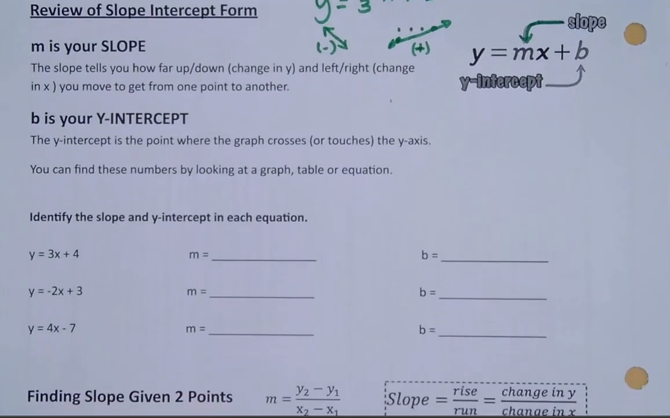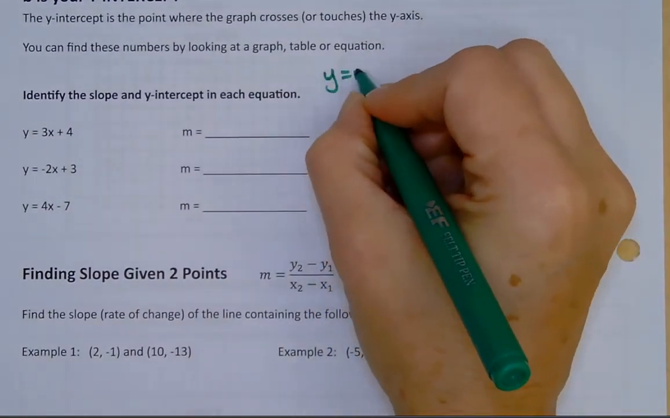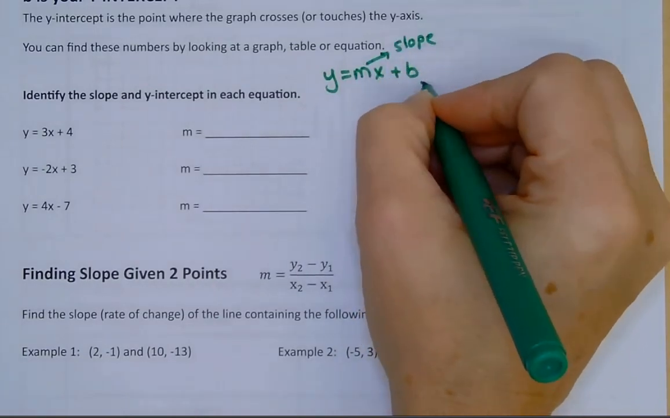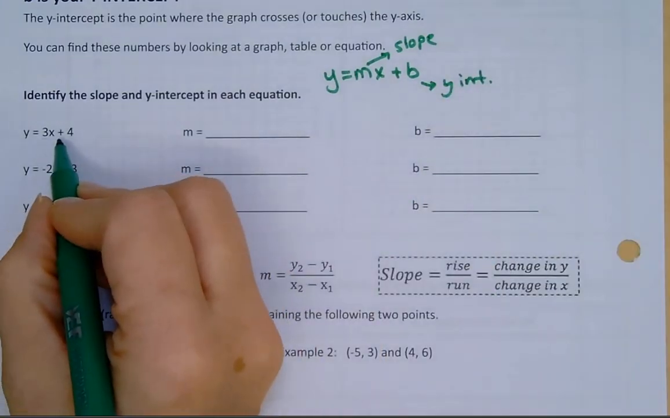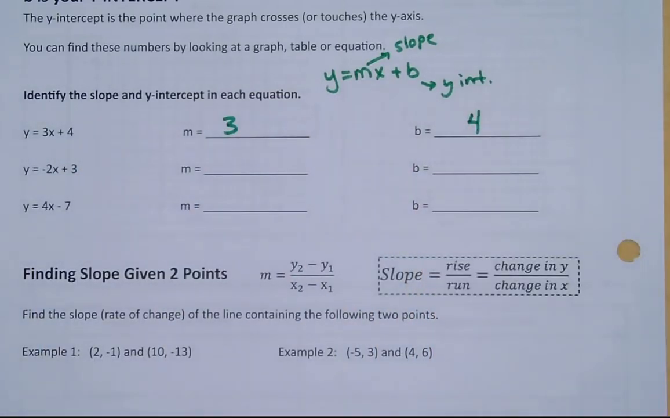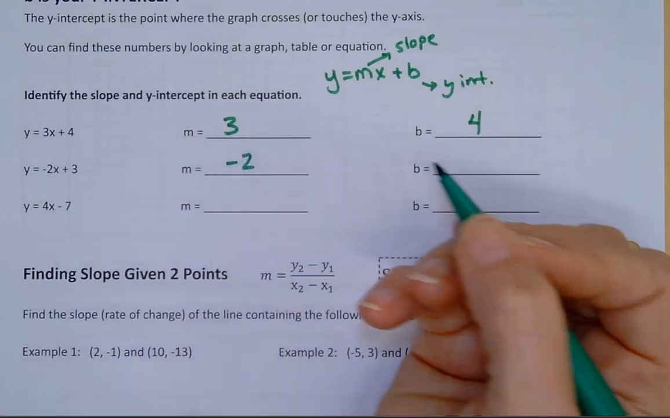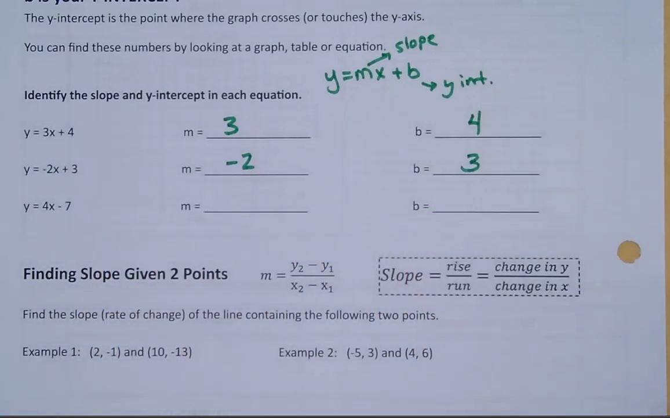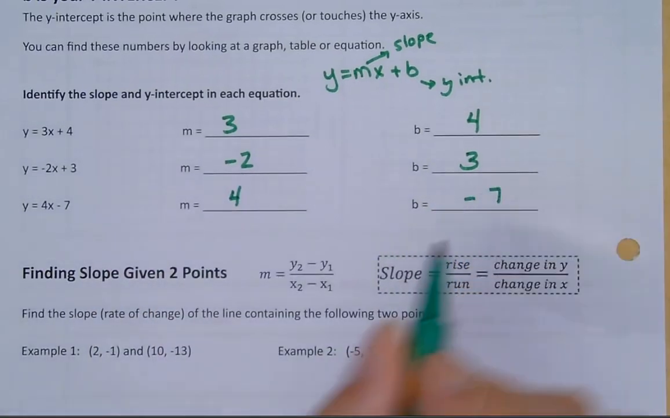Just looking right here, if I want to identify slope and y-intercept, remember we said y equals mx plus b, where m is the slope and b is the y-intercept. For an equation like y equals 3x plus 4, I know my slope is 3, and I'm crossing the y-axis at positive 4. In y equals negative 2x plus 3, my slope is negative 2, I'm going to have a downhill looking graph, and I'm crossing the y-axis at 3. My slope here is 4, and I'm crossing the y-axis at negative 7.